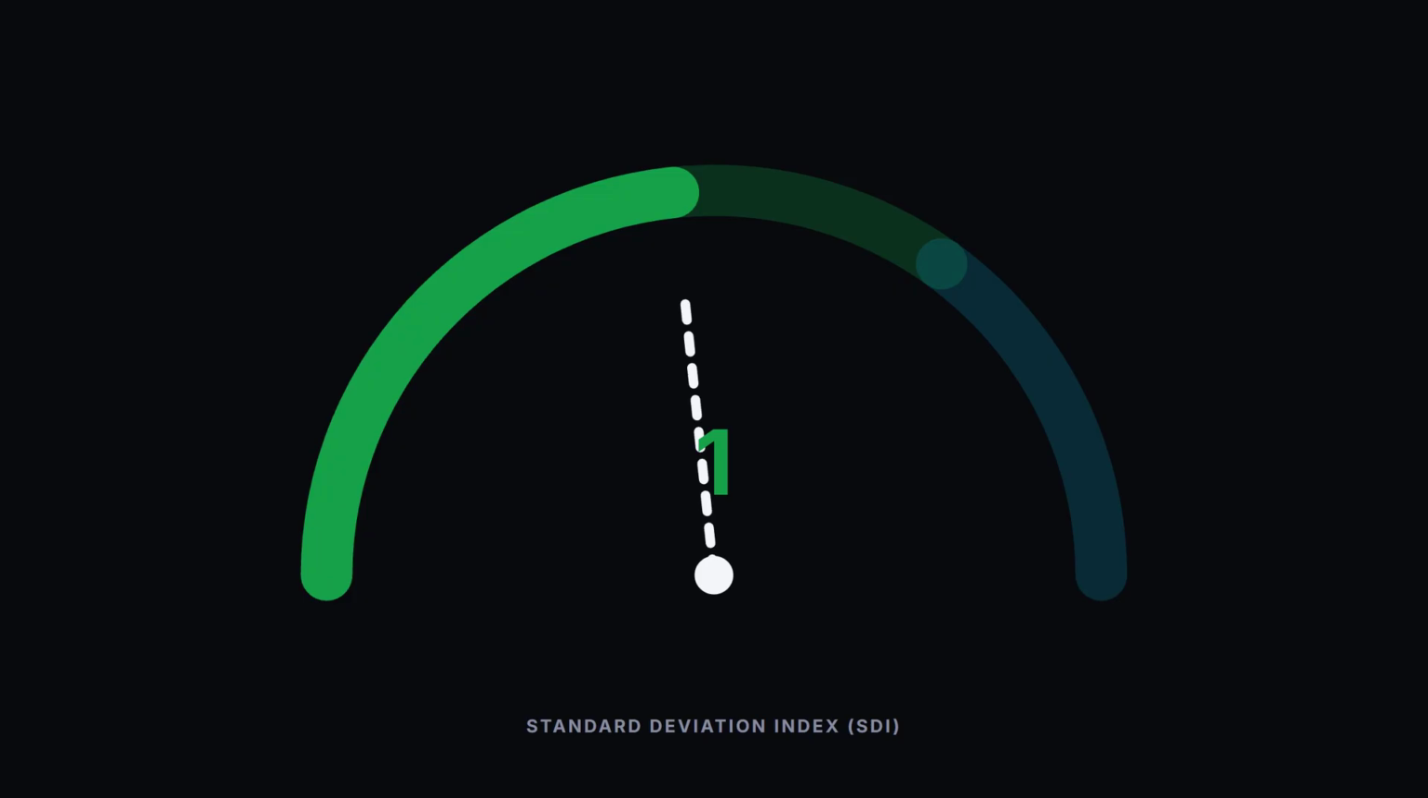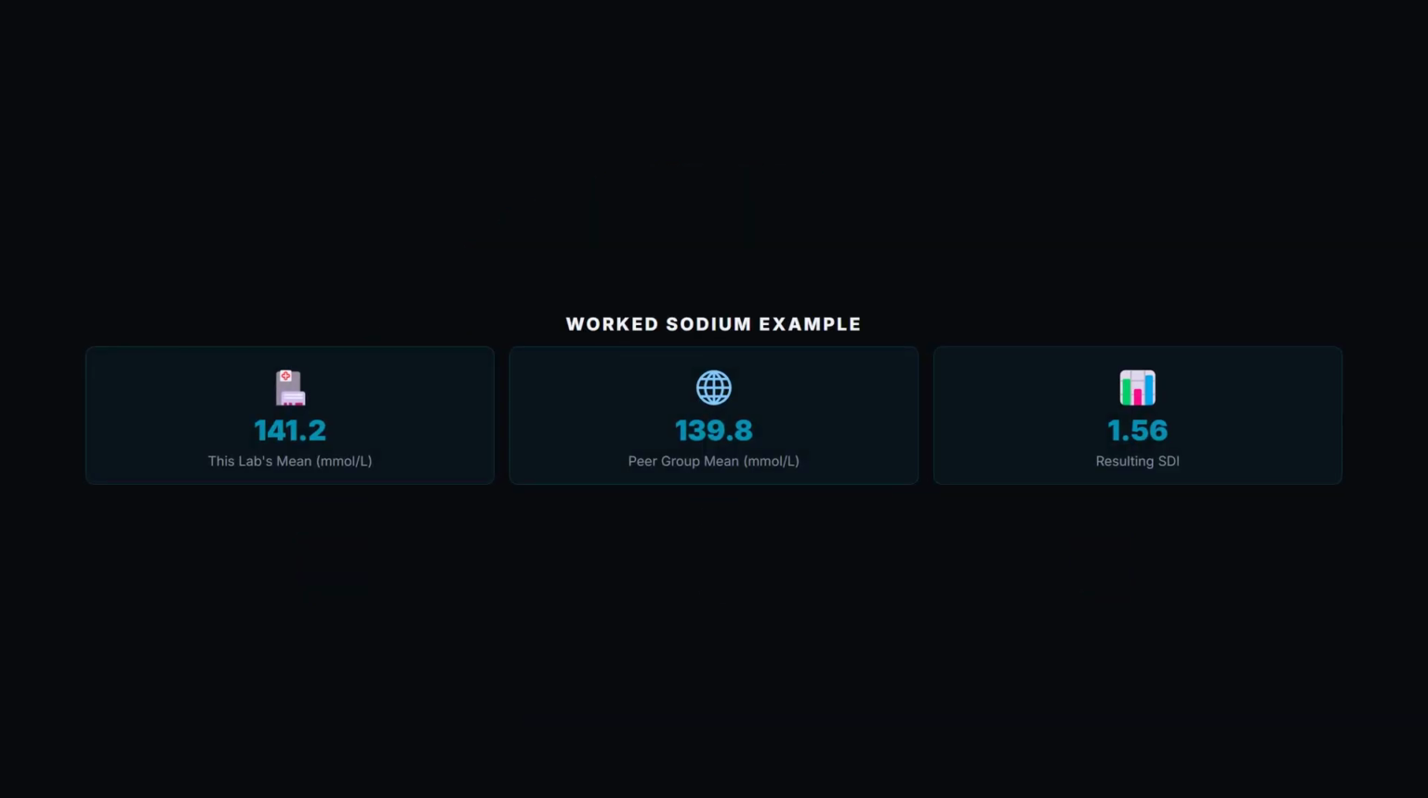This lab's cumulative sodium mean sits at 141.2 mmol/L. The peer group using the identical instrument and method averages 139.8, with a peer group SD of 0.9. That gives an SDI of exactly 1.56, inside the warrants-attention zone, not yet a clear systematic problem.